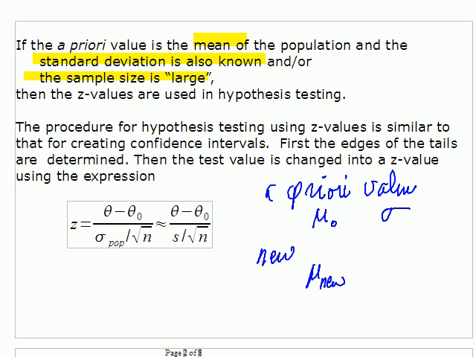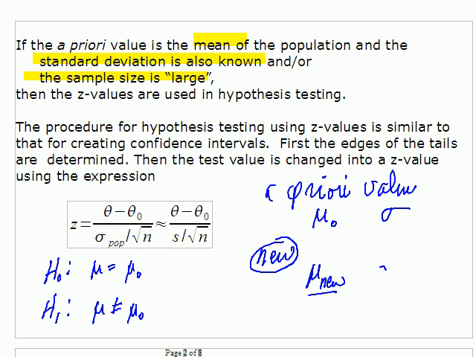Now when I write the hypotheses, H naught is going to be that the mean is still my previously measured mean, and the alternative, I'll just say it's a two-tailed test, is that the mean is no longer equal to mu naught. Now the study that developed this new value had a certain number in the sampling, an n, and also it would have a standard deviation associated with it.